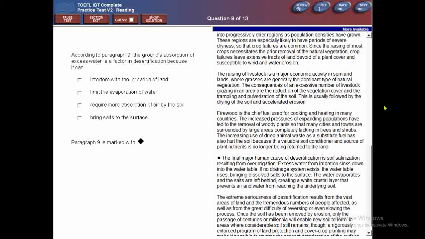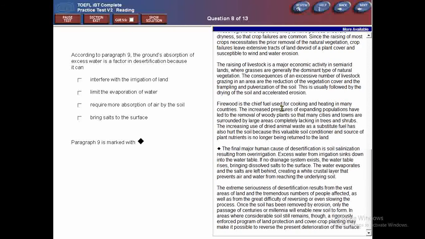There is overgrazing and pressure, section demotion for firewood. Firewood is in this passage. Okay? So we did not read these passages. Okay, the final major human cause of desertification.